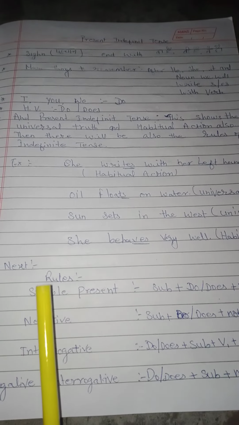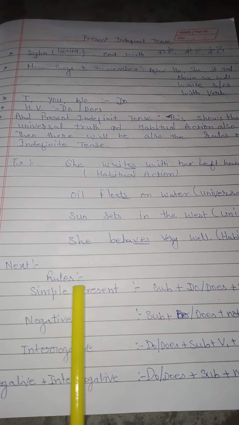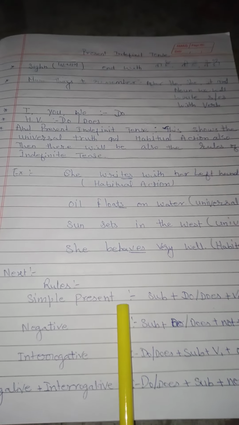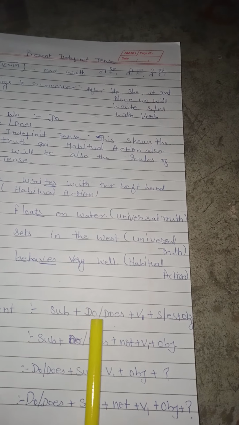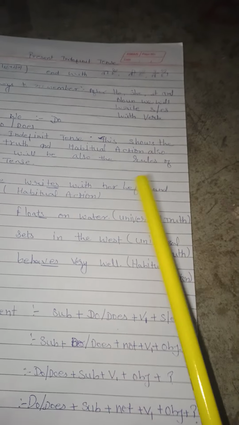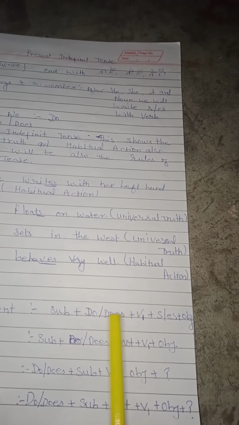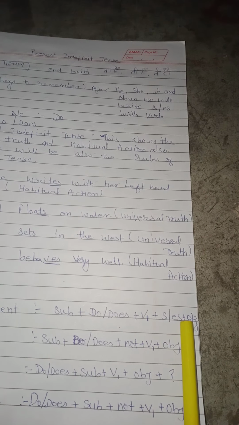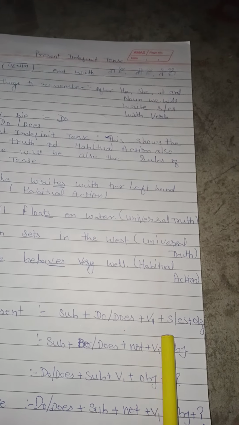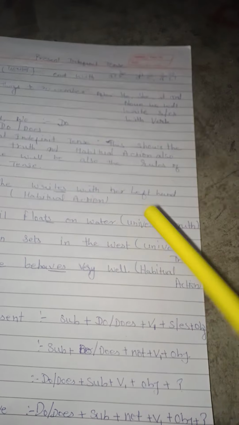Next, simple present tense. In the simple present tense, we have subject plus do or does plus verb first form plus s or es and plus object. This one is for the simple present indefinite tense.